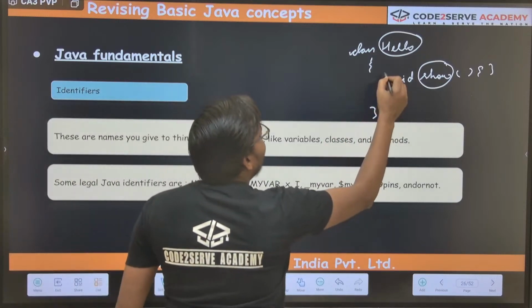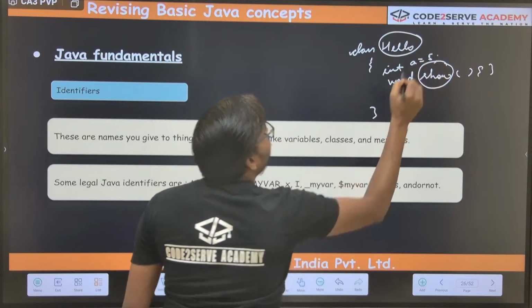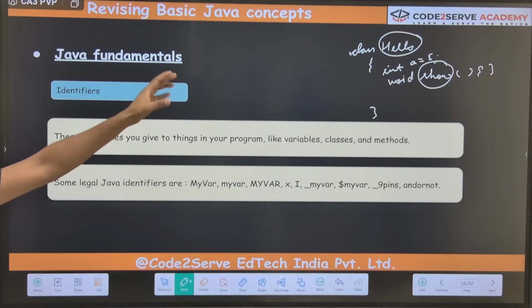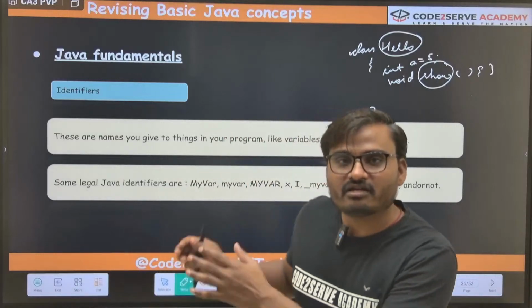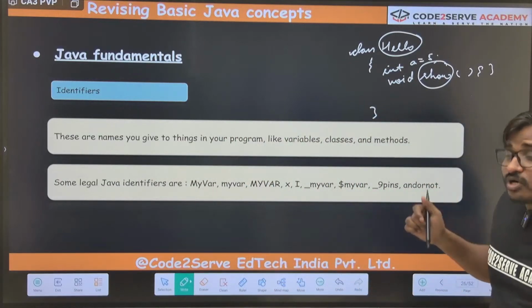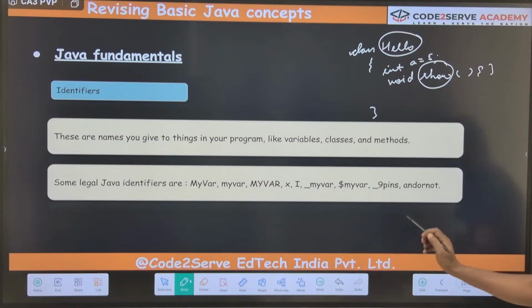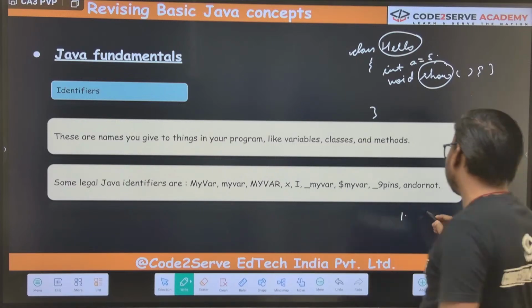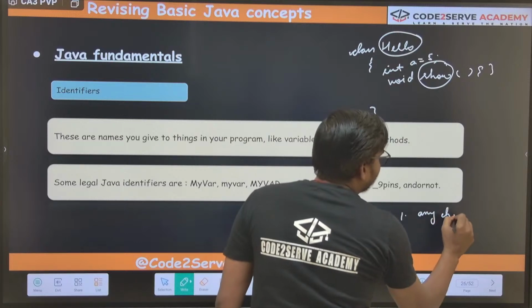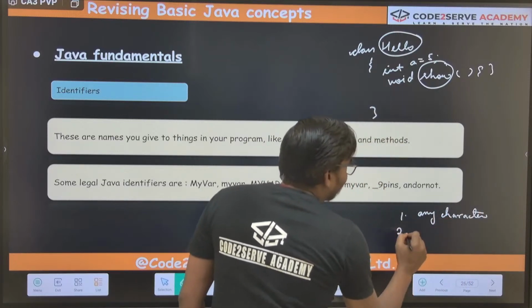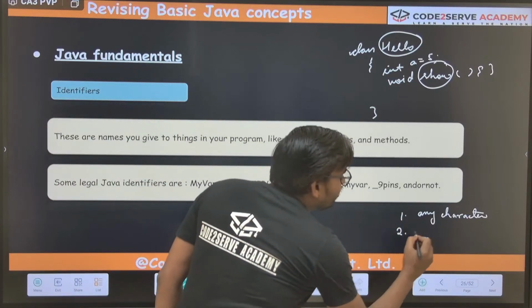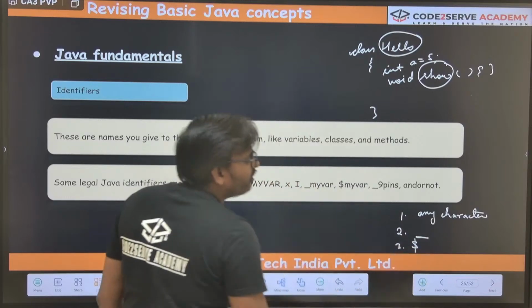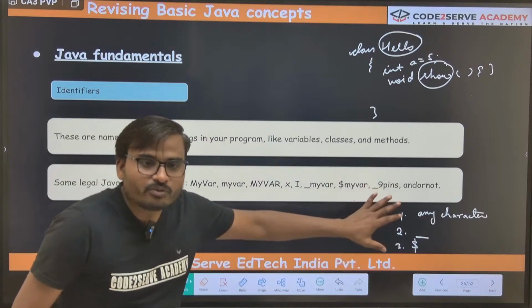Even this is a name, int a is equals to 5, right? A is what? A name that we have given to an integer variable. So there are some rules to name any variables or a class or anything. So what are the rules? You can start only with any characters. First point is any character, I mean any alphabetical characters. Next, you can start with underscore, and the third is you can start with dollar. These three things only you can start with.